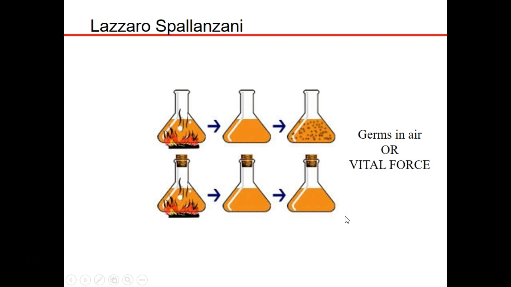And so he said the microscopic organisms, which they called germs, were in the air and got into the infusion. And here they couldn't get into the infusion because it was stoppered. And people thought, no, no, no, because you have this stoppered, there's a vital force in the air that has to be able to get in. So microbes might not be able to grow because there was no vital force here.